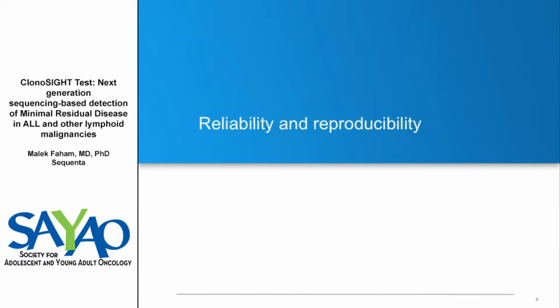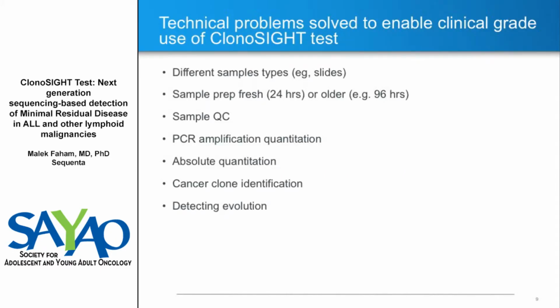Great. So now I'll mention the various criteria that I mentioned initially as to what's relevant for MRD testing. First, reliability and reproducibility. There's obviously a lot of effort to go from publishing a paper to actually getting a test that's clinical grade, that we can provide for clinical services as well as clinical trial services.